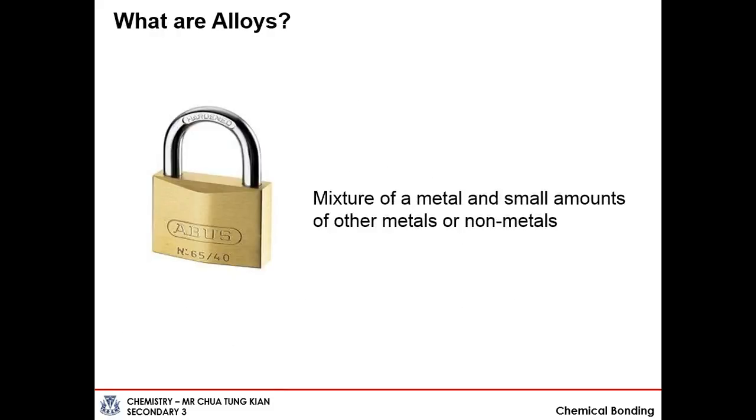Alright, the next thing I need to mention is about alloys. Earlier I showed you this. It is a little bit off topic for now, but it will come in useful later on. Alloys are basically mixtures of metals and non-metals. This is a lock you see here. The golden color part is actually brass. Brass is a mixture of copper and zinc. When these two metals are mixed together, it becomes harder than each individual metal alone.